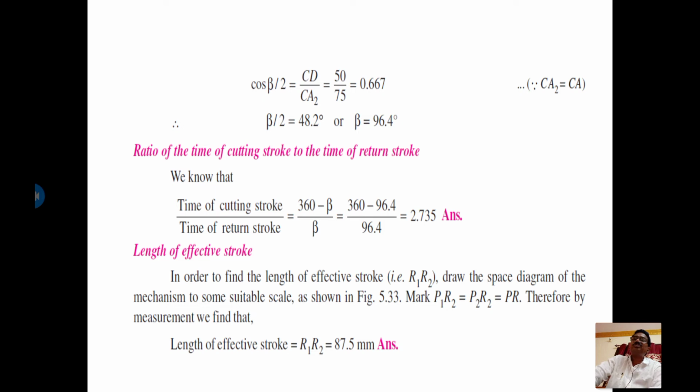We know that time of cutting stroke by time of return stroke is (360 minus beta) by beta, that is (360 minus 96.4) by 96.4, that is 2.735. So this is the way of calculating. Next one is length of effective stroke, R1R2, which is equal to 2 times of P1R. From the diagram we can calculate the length of effective stroke R1R2 as 87.5 mm.